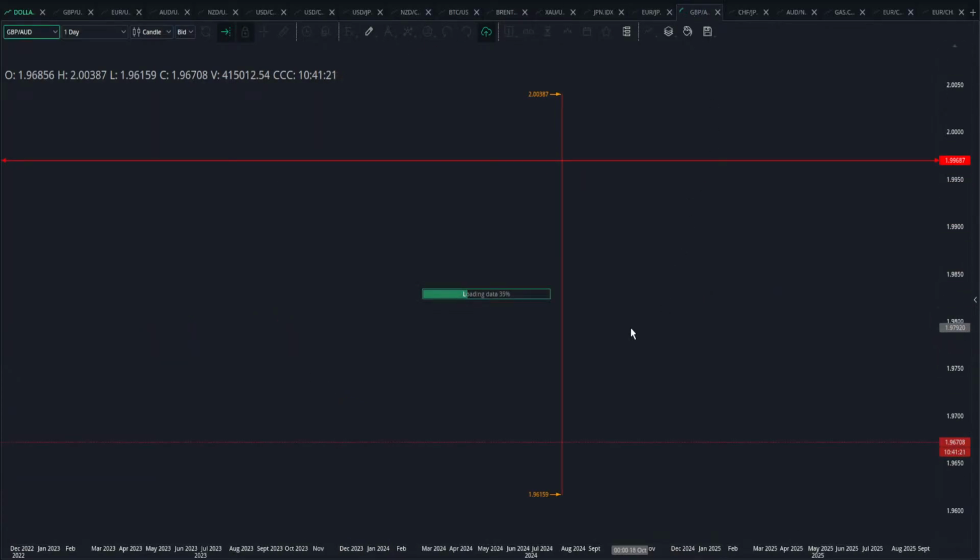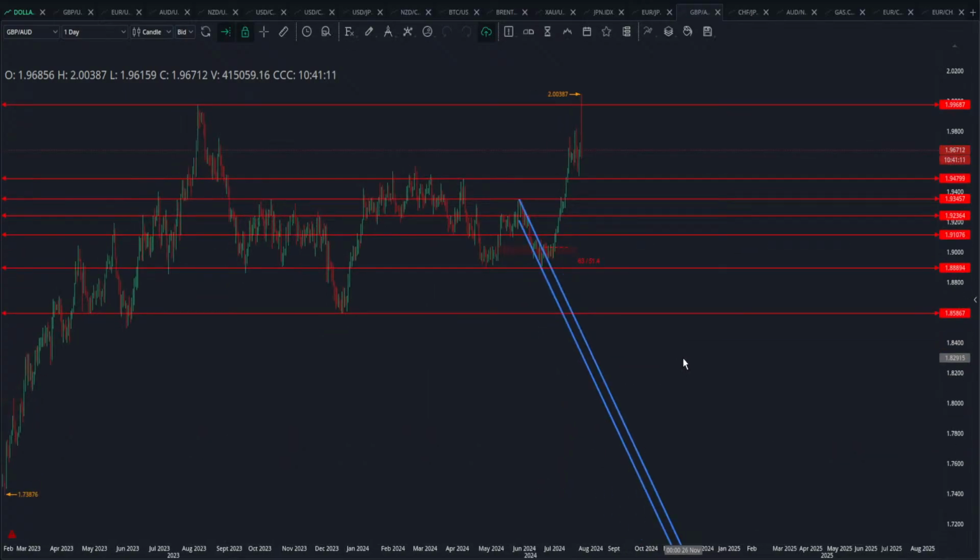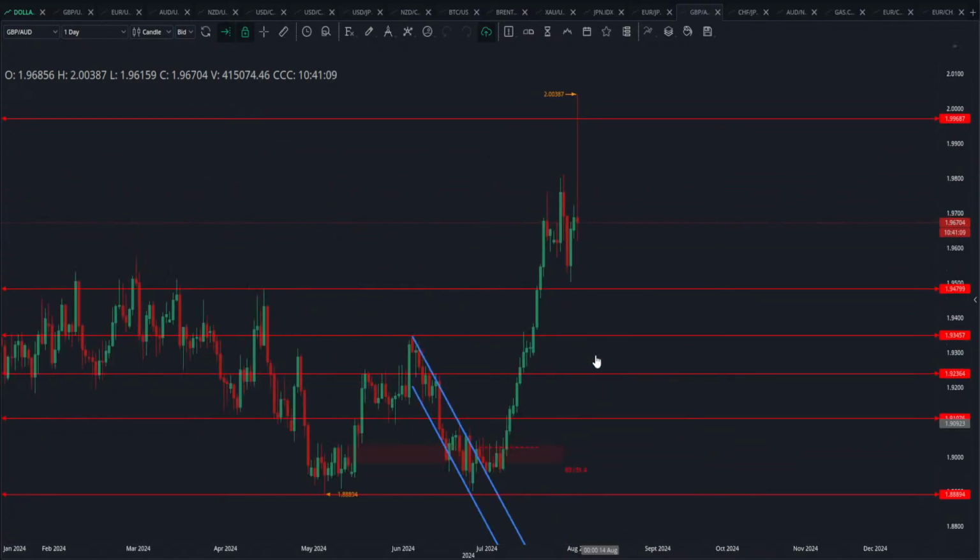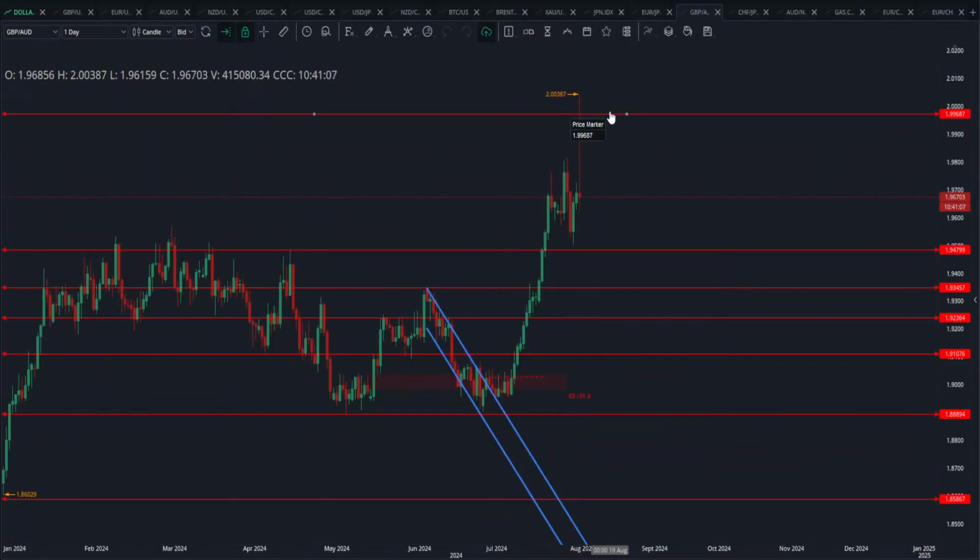GBP AUD, pound is weak, Australian dollar is strong now, so it must be red. Yes, pound is at least green today. Yes, so we have taken the first target of 1.9968, then there was this huge selling. Market structure shift may be possible only below this. So market structure shift will be possible below 1.9502. Once that breaks, we should start looking for the selling opportunity. Till the time 1.9502 is holding, I think we can still look for the buying opportunities.